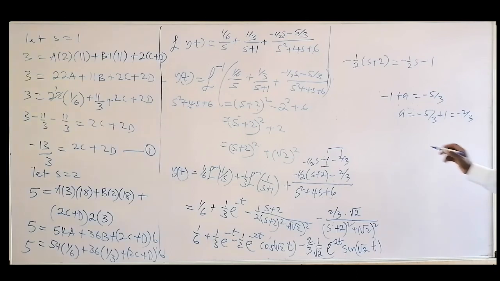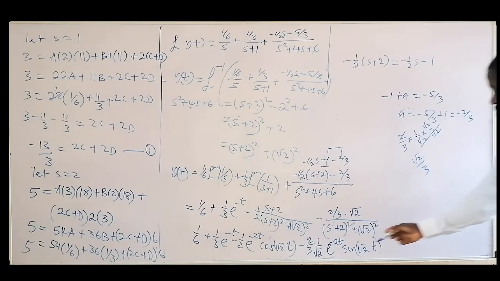The only thing you can do more is 2 over 3 times 1 over root 2. So this root 2, you can remove it from there. Root 2 times root 2, that's 2, so it cancels out this. And that will give you root 2 over 3. So this one can turn to root 2 over 3 if you want. So that's that on this particular question.